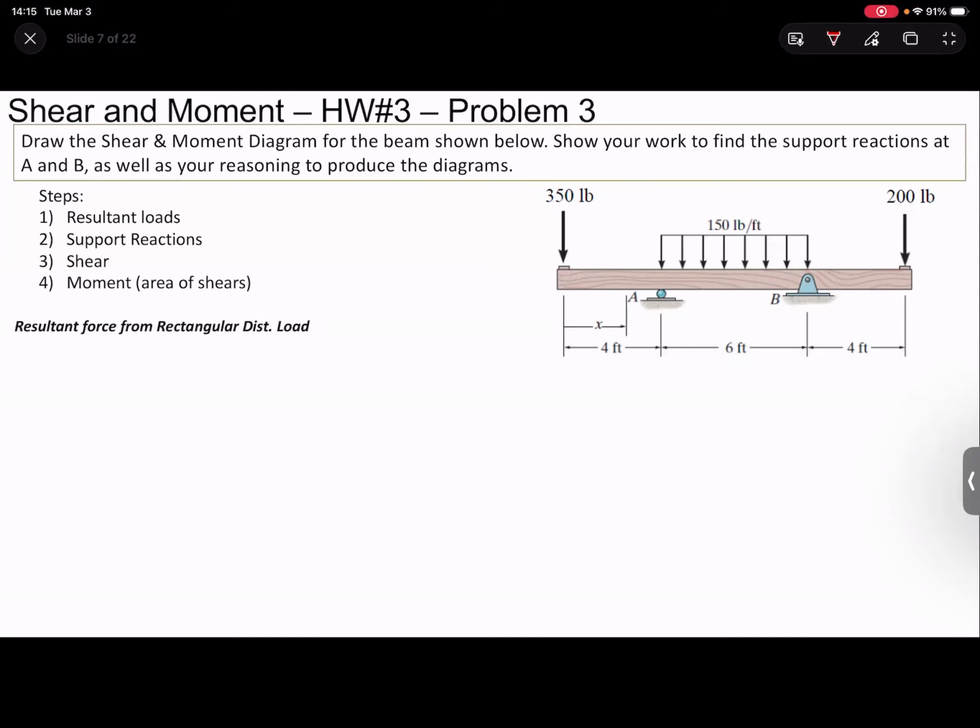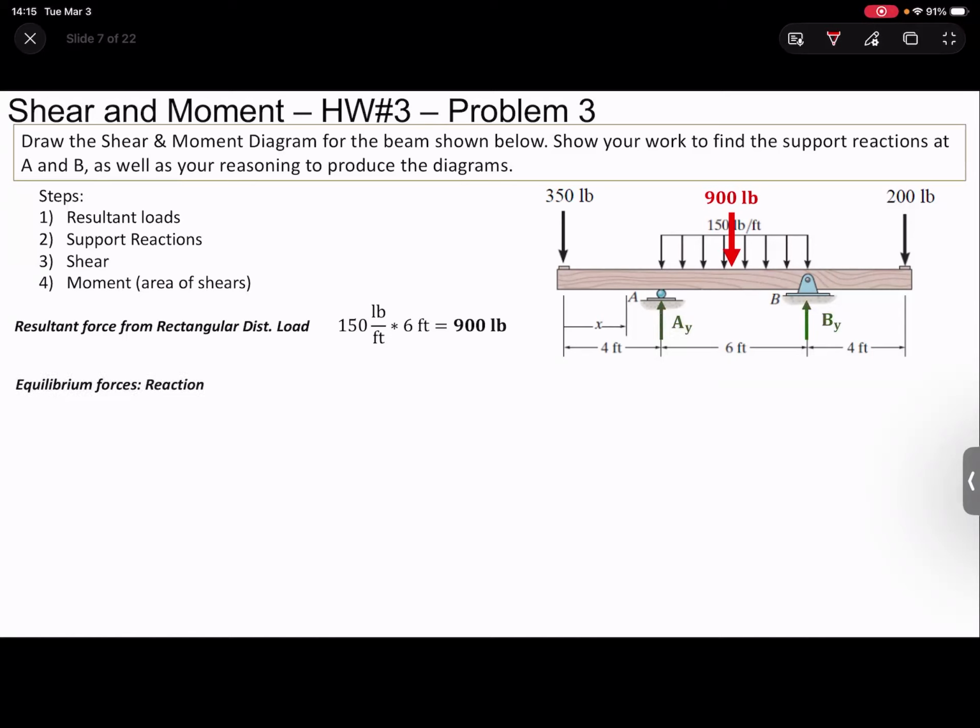So first, the resultant force from the distributed load here, 150 pounds per foot, right? This is easy statics from here. This is applied across a 6-foot section of our beam. So really we're saying that this is about 900 pounds and it's acting in the center of this rectangular distribution. So 900 pounds acting there in the center of it.